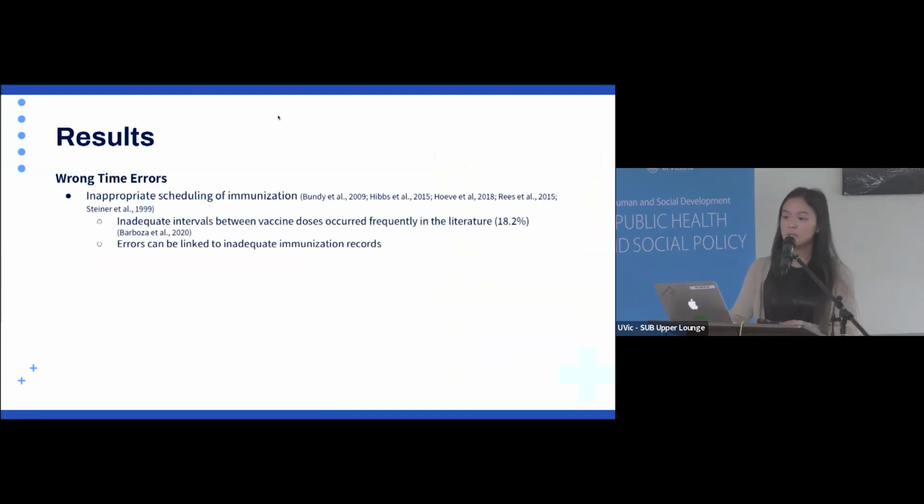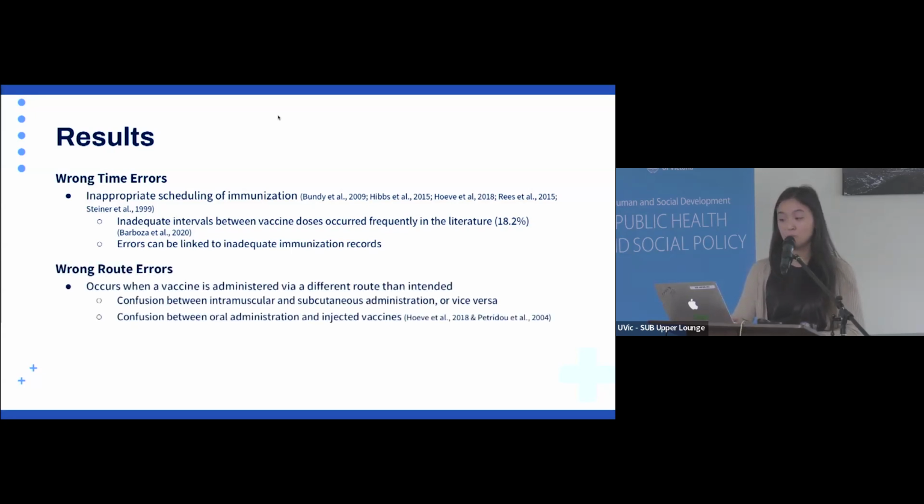So the next type of error is wrong time errors, and this is strongly linked to the inappropriate scheduling of immunizations. There are many vaccines that require multiple doses and adhere to strict schedules between the doses to provide adequate protection. A critical root cause for this type of issue is inadequate immunization records. Many patients show up to immunization appointments without a complete medical history, which results in inadvertent premature immunizations.